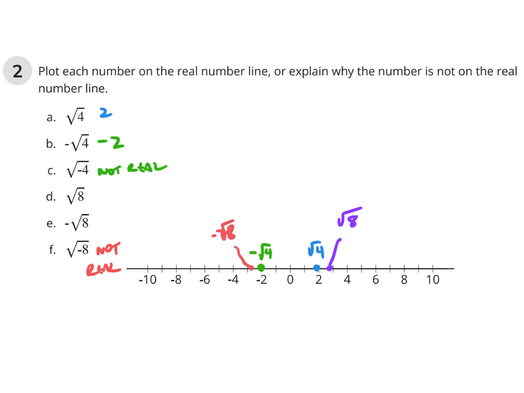And the last number is not real, so we don't have to worry about plotting the not real ones. So that makes this a real number line. Real numbers go on a horizontal line.